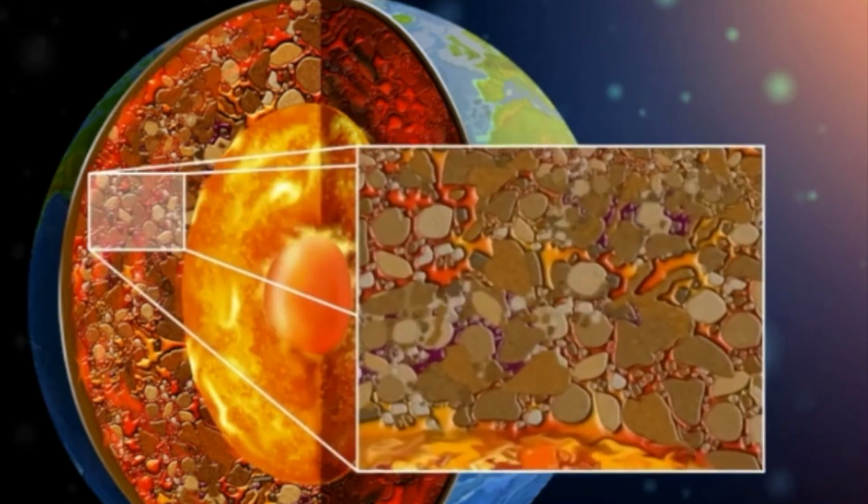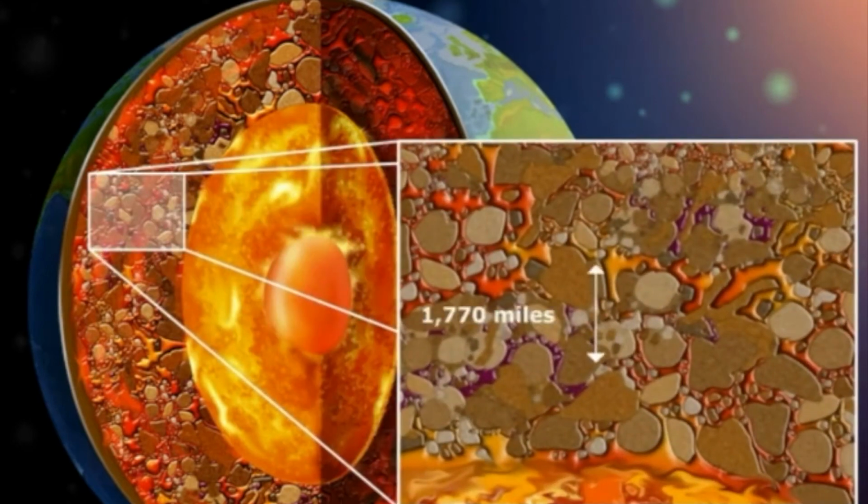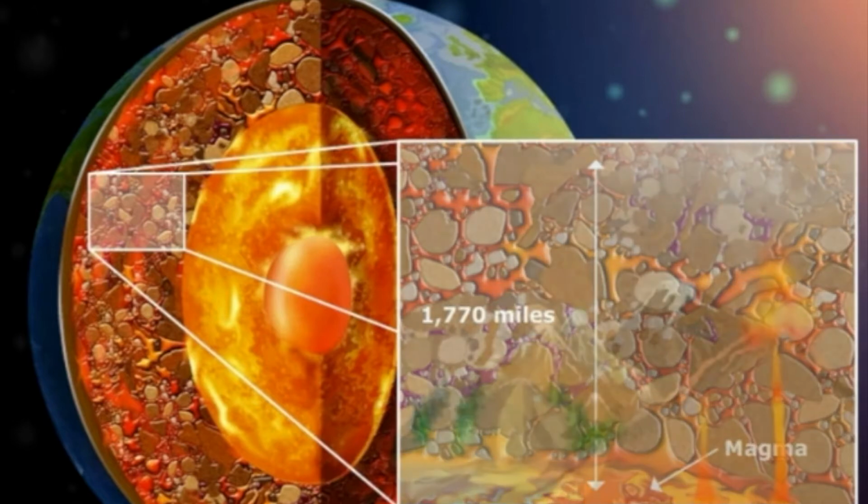The mantle is about 1,770 miles thick. It is a layer of hot, dense rock. The rock moves within Earth because it is so hot it is melted. This molten rock in Earth's mantle is called magma. Magma is made up of many different minerals.